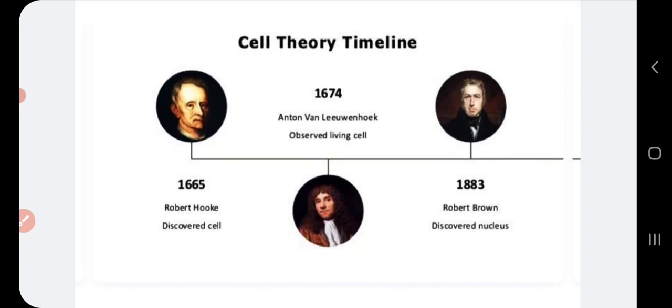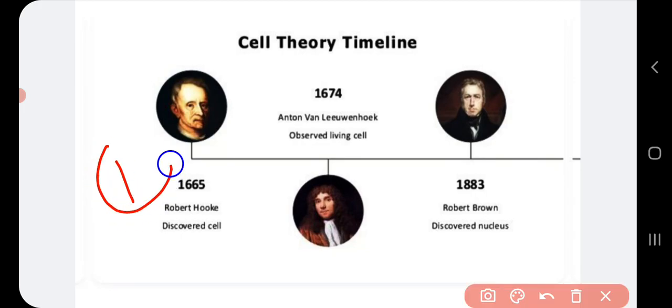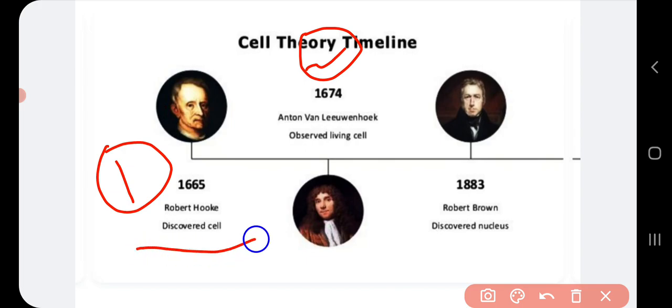Okay, now in 1665 Robert Hooke discovered the cell. Firstly Robert Hooke, and secondly in 1674 Anton van Leeuwenhoek discovered the living cell. He discovered only the cell, and he discovered the living cell. Okay, these points you have to keep in mind.